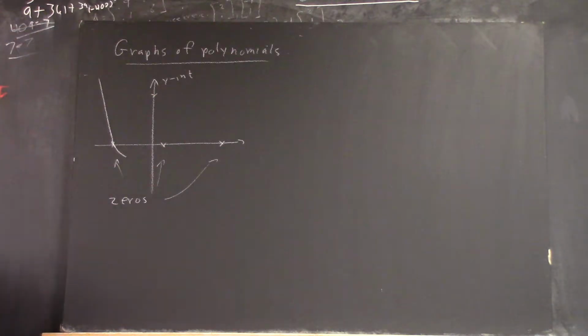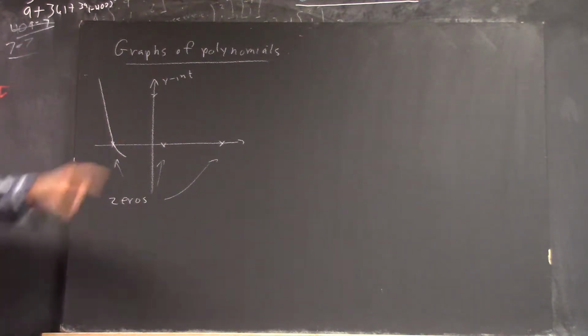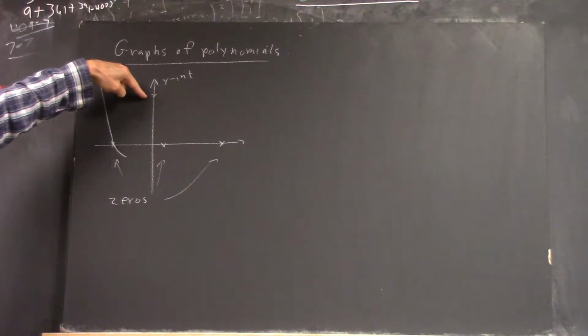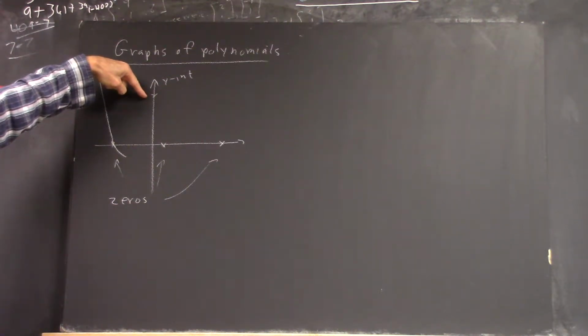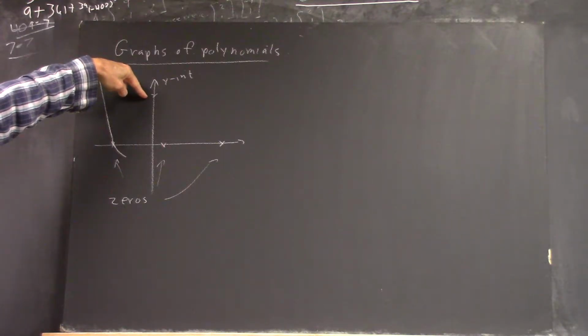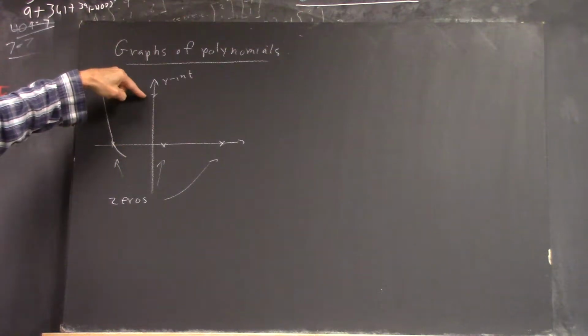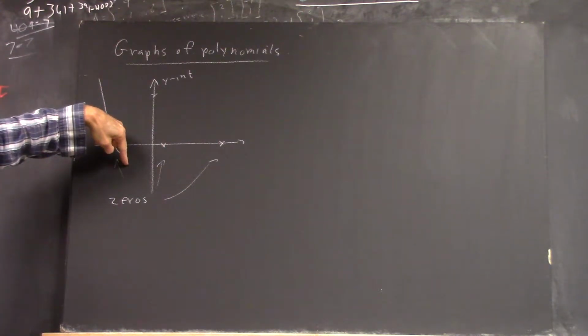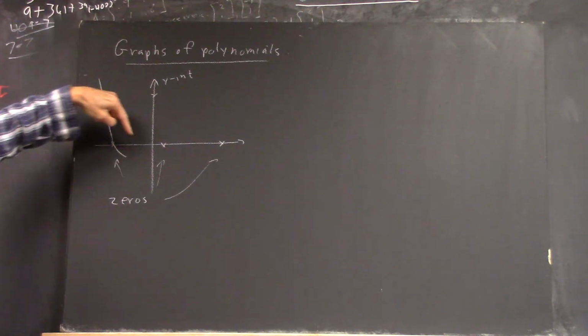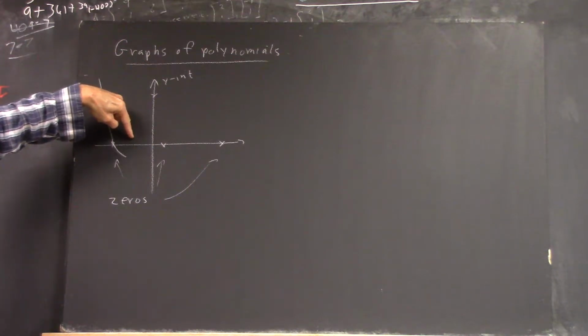Why not? What's the next point I've got to go through? The y-intercept. Well, why can't I go through the y-intercept now? Because you'll cross over the x-axis again to go up. Yeah, to get back there, I've got to go through the x-axis, don't I? Well, I can't go through the x-axis between here and here because there are no zeros.